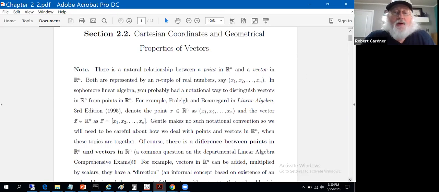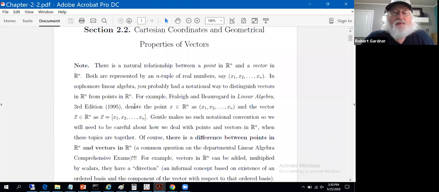Okay. Of course, there's a quote-unquote natural relationship between a point in Rn and a vector in Rn. I mean, we represent them sometimes exactly the same way. A point in Rn is (x1, x2, up through x sub n). It's an n-tuple of real numbers enclosed by parentheses. Gentle will also use that notation occasionally for vectors.